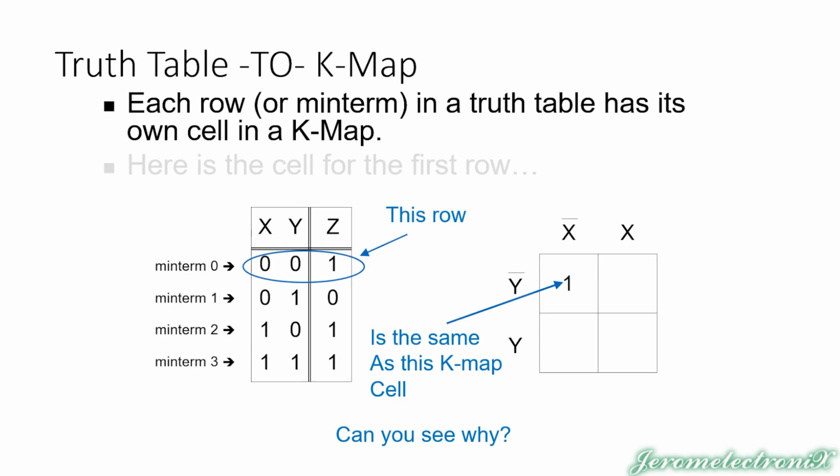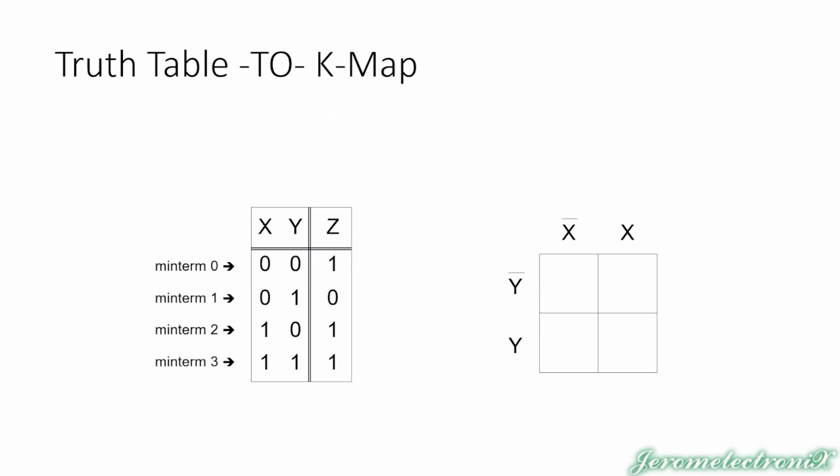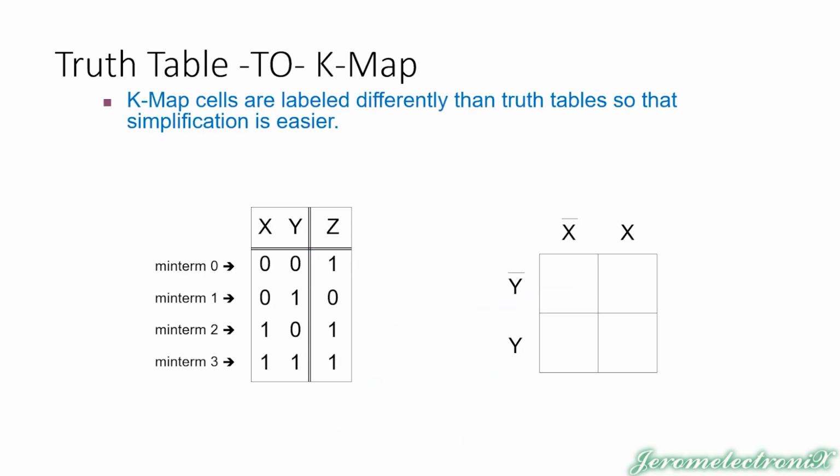Is not X represented? Yes. Is not Y represented? Yes. And is the value Z represented? Yes, it is. Okay. So K-map cells are labeled differently than truth tables so that simplification is easier, and we'll talk more about that.